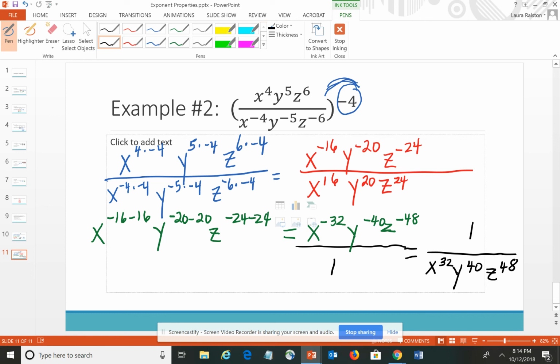I have no parentheses. I have no negative exponents, and no zero exponents either. Okay, so your final answer is 1 over x to the 32nd, y to the 40th, and z to the 48th. This concludes the video on how to use exponent properties to simplify exponential expressions.